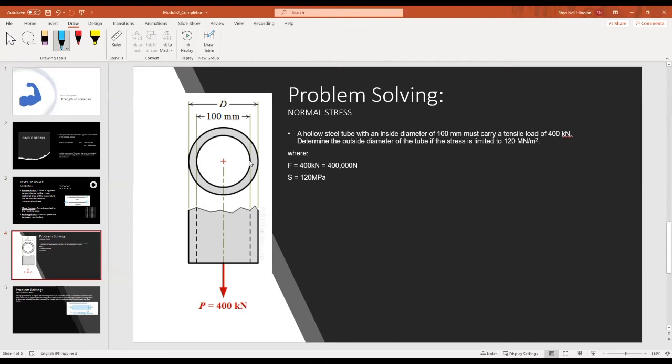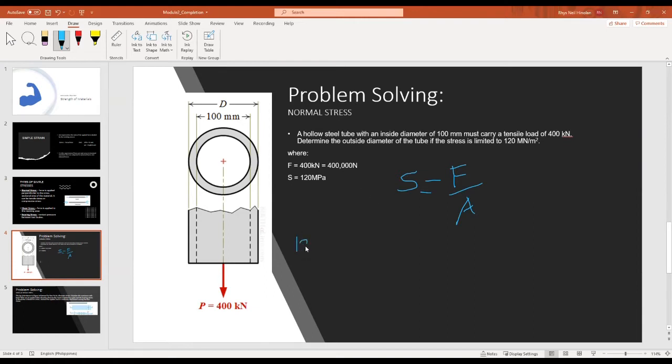Since it is tensile, the direction of force is perpendicular to the cross-sectional area, away from the surface. And the allowable stress is limited only to 120 meganewton per meter squared or 120 megapascal. So we are looking for the outside diameter. Our formula is stress equals force per unit area. So we have a given force of 400 kilonewton and a given stress which is 120 megapascal.